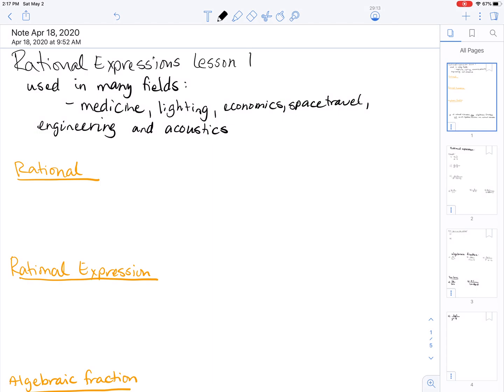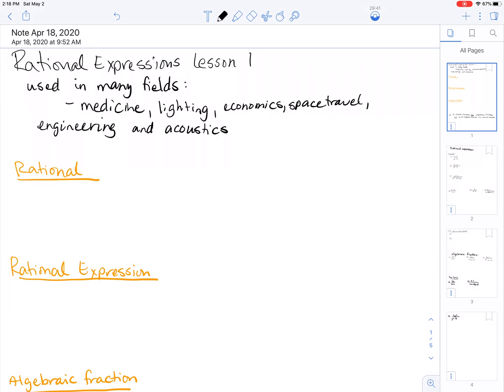When we're looking at rational expressions and equations, it's good to keep in mind that these are used in many different fields: medicine, lighting, economics, space travel, engineering, even acoustics when we're looking at band. I know a lot of you listen to music online. A lot of you look at TikToks. The lighting, the music behind them, it's all included in rational expressions.